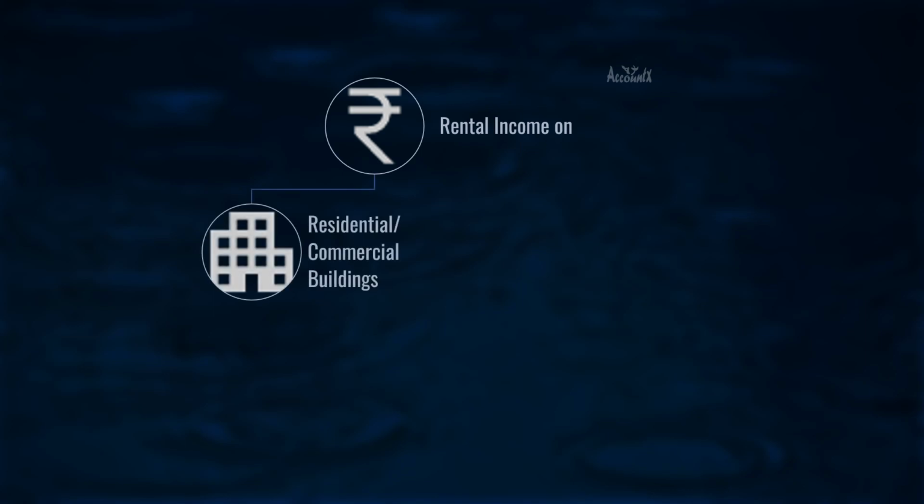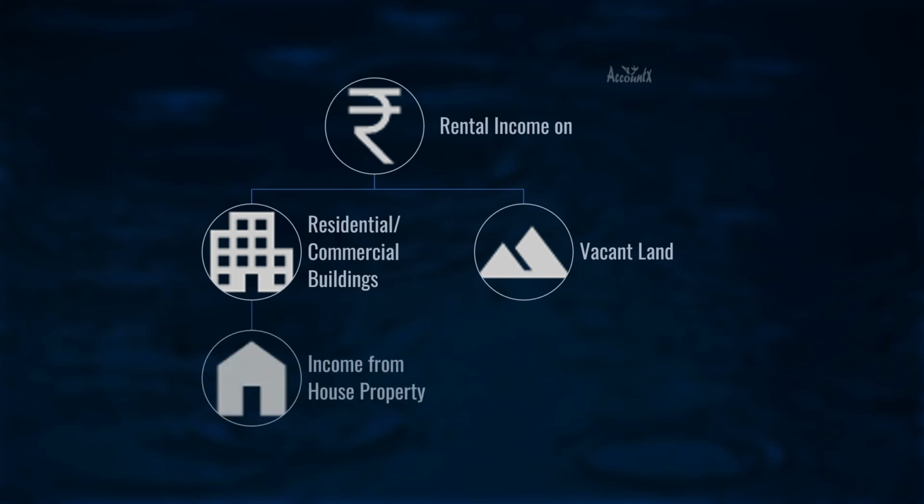For the purpose of income tax, we can classify rental income into two different categories. First, rental income on residential or commercial buildings, say on house, office space and so on. The other is the rental income on vacant land, that is the land on which you have not done any construction. Rental income on residential or commercial building would be taxed under the head income from house property, and rental income from vacant land would be taxed under the head income from other sources. We'll shortly understand the difference between the two.